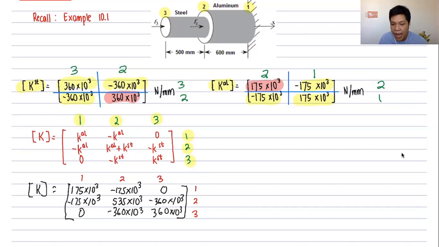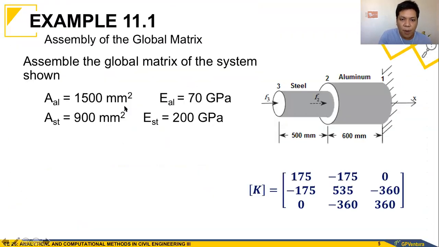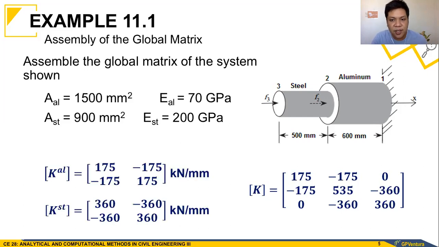So this is now my global stiffness matrix. Are there questions? Now, we just go back to our example and double check if our answers are correct. This is, I think, in kilonewton per millimeter, if I'm not mistaken. Yeah, it's in kilonewton per millimeter, but in our solved example, I solved it as Newton per millimeter. Next, let's look at the next example.